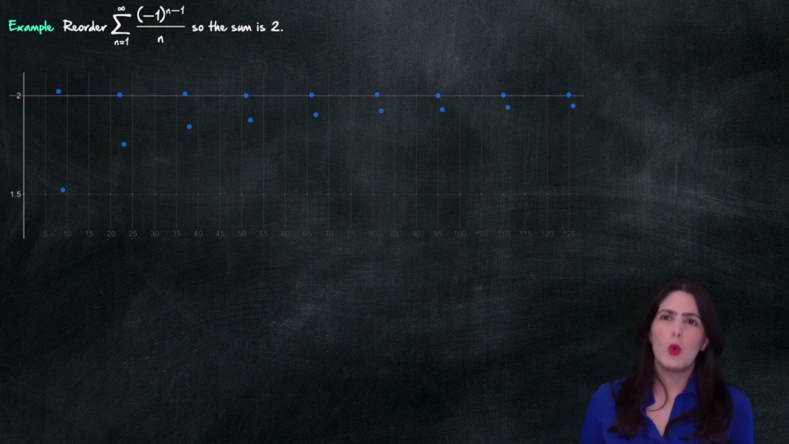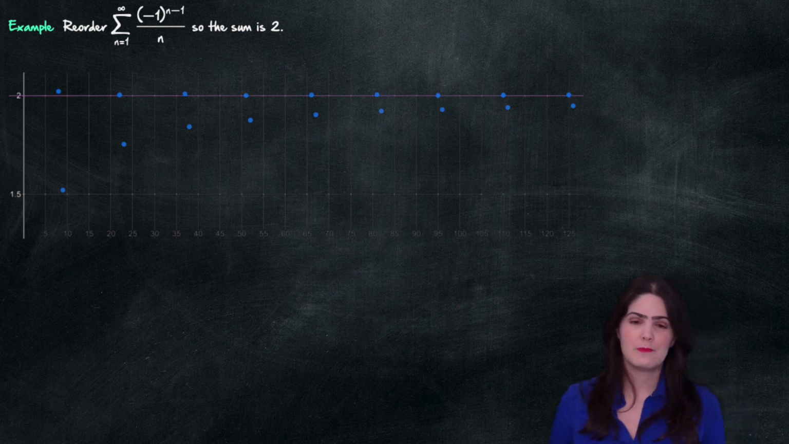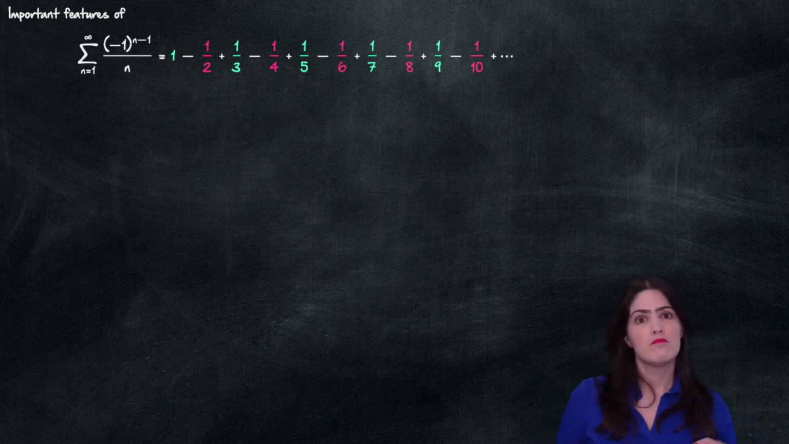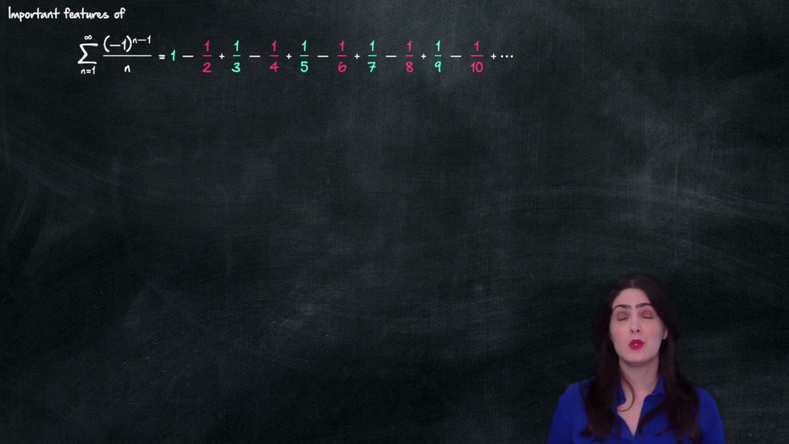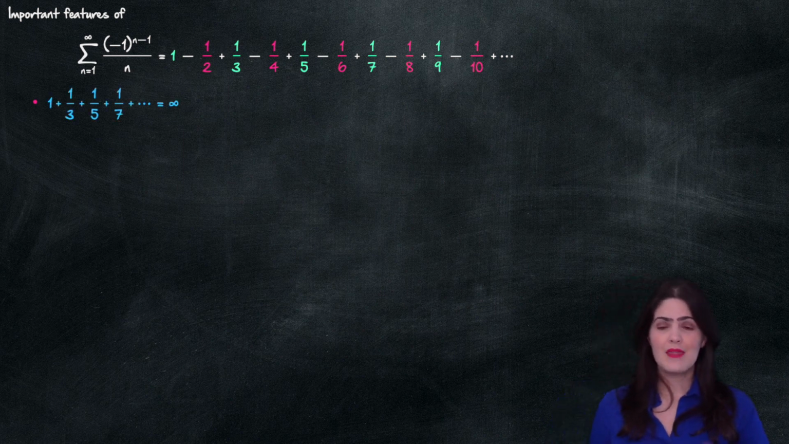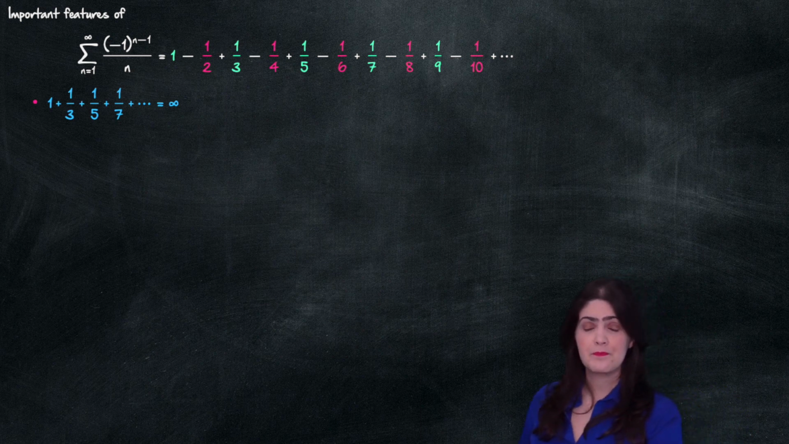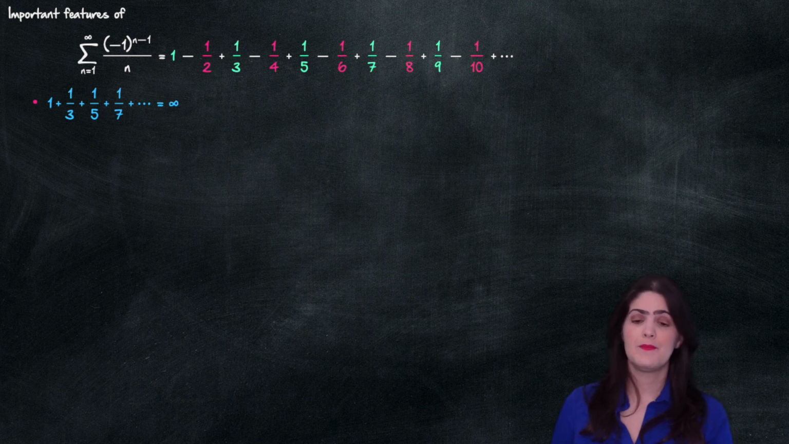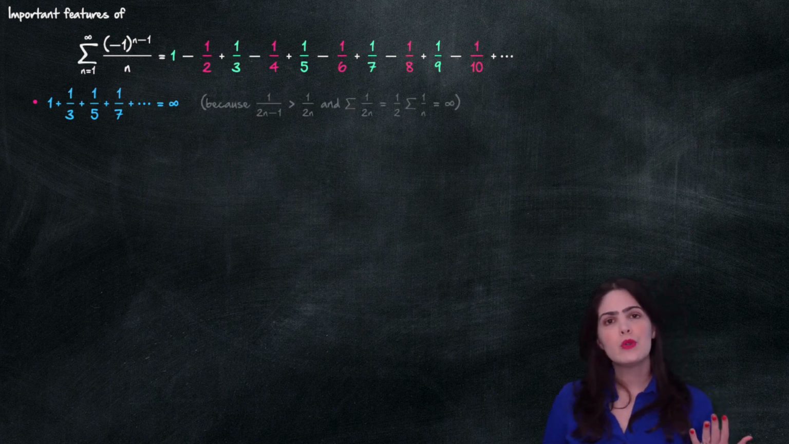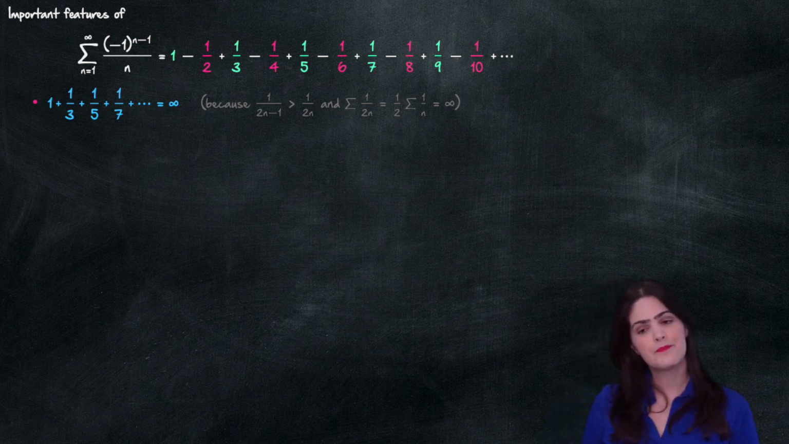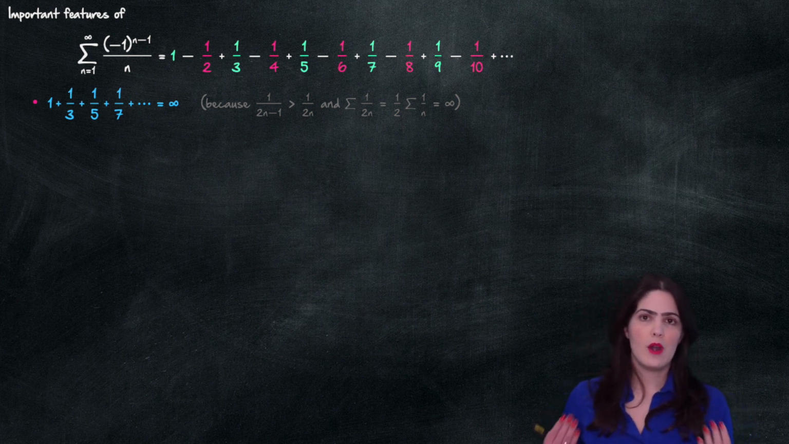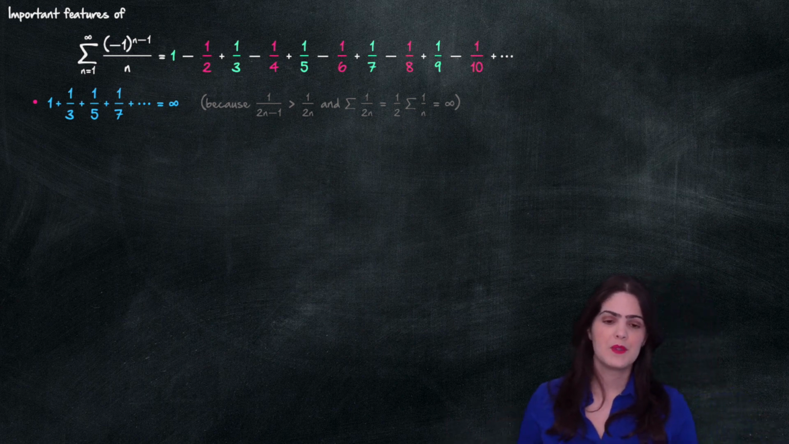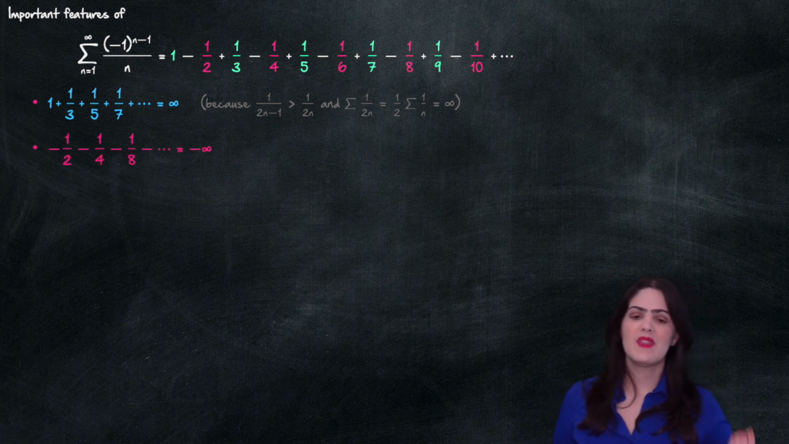But then, what was important about this series that allows me to do this? Well, there are 3 very important features of this alternating harmonic series that allow us to do this. First one, if you look at the sum of just the positive terms, they diverge to positive infinity. Because you see, 1 over 2n minus 1 is bigger than 1 over 2n. And we know that the series of 1 over 2n is just 1/2 of the harmonic series, so it diverges to infinity. And the same thing we can do with the negative terms.